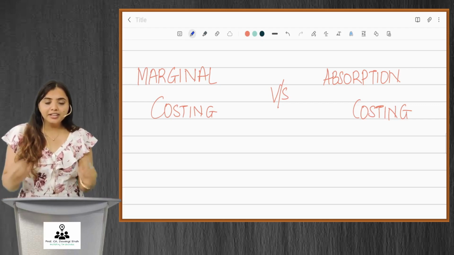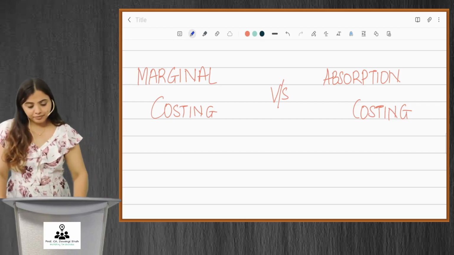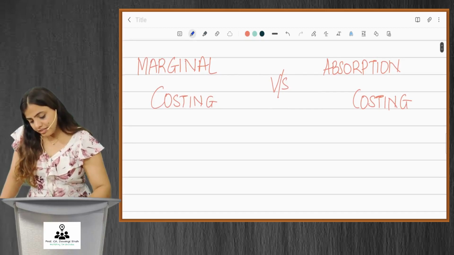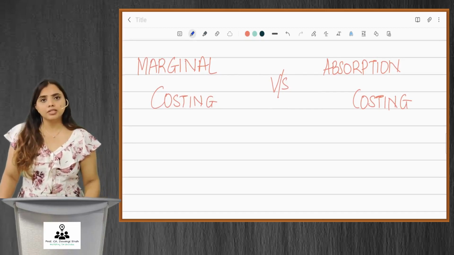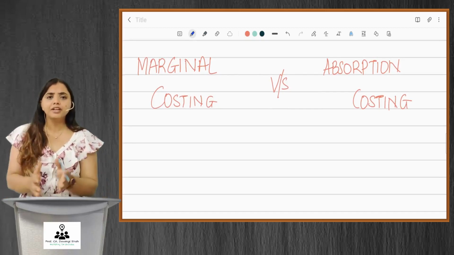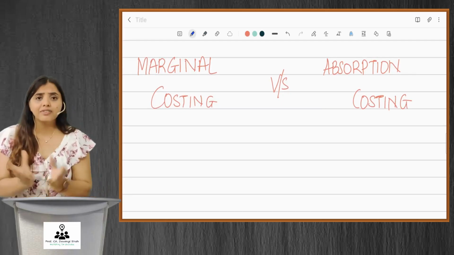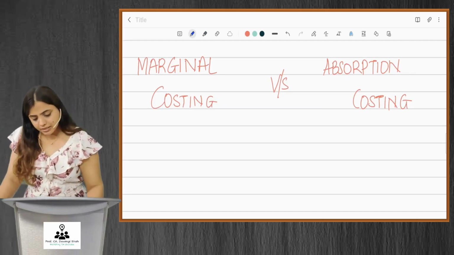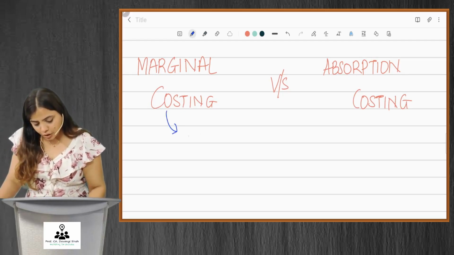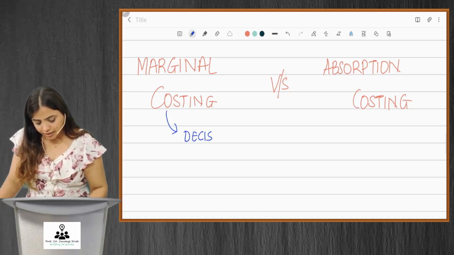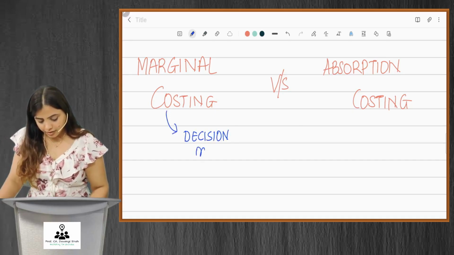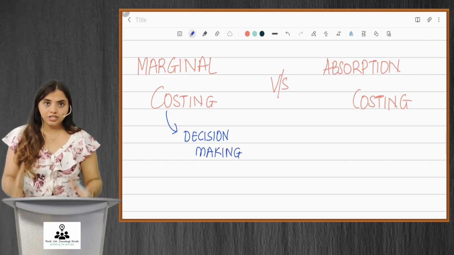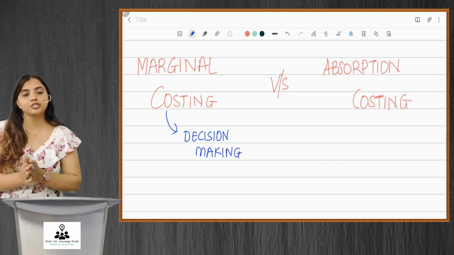And now let us begin with the concept. Friends, there is a difference between marginal and absorption costing, and the real and main difference is because of the reason why they are made. Marginal costing technique is made exclusively for decision making. The objective of marginal costing, the agenda of marginal costing, is decision making.